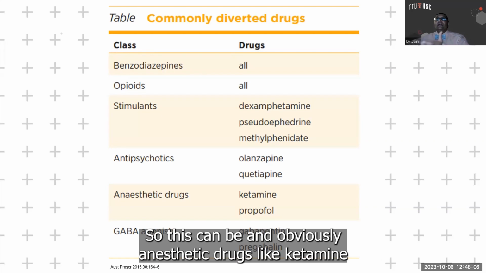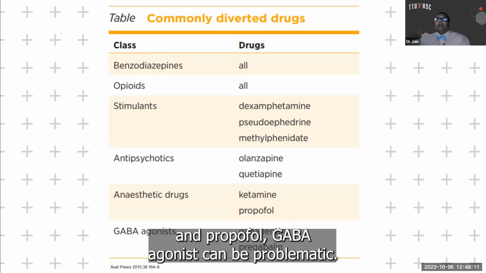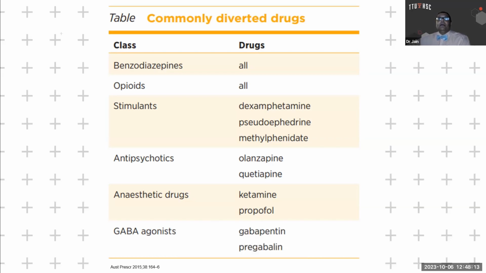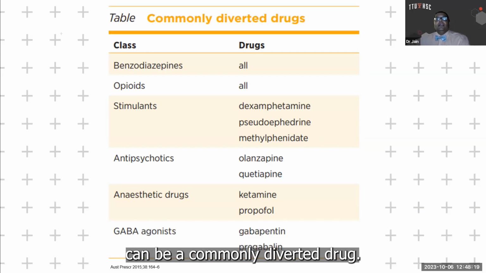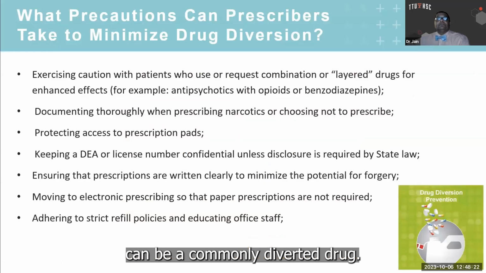Obviously, anesthetic drugs like ketamine and propofol, and GABA agonists can be problematic. But what was surprising for me is that even olanzapine can be a commonly diverted drug.